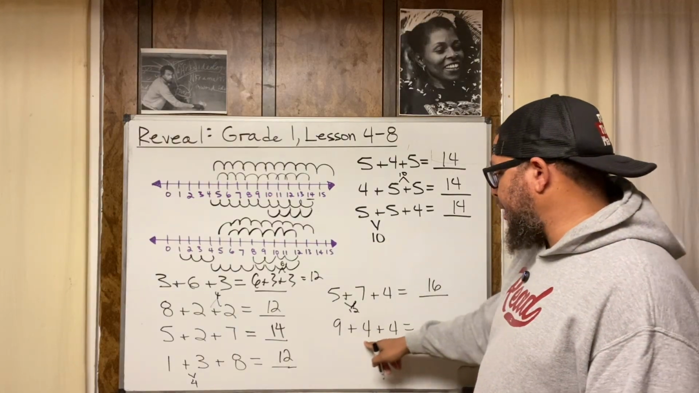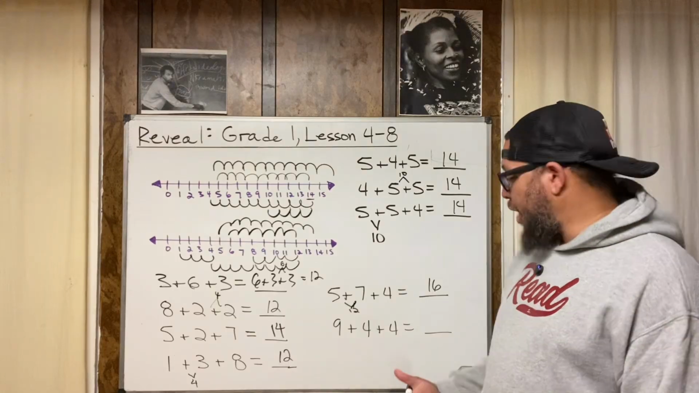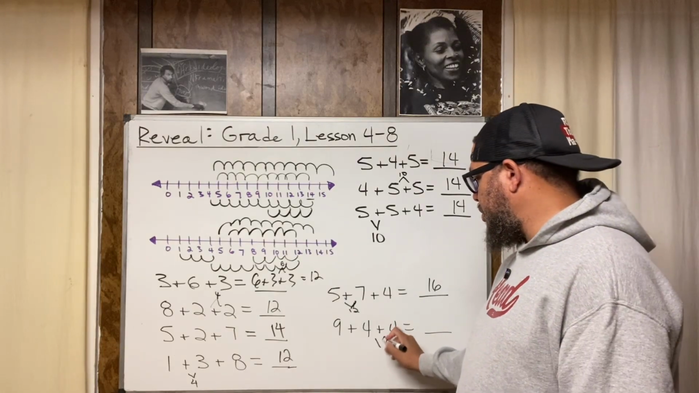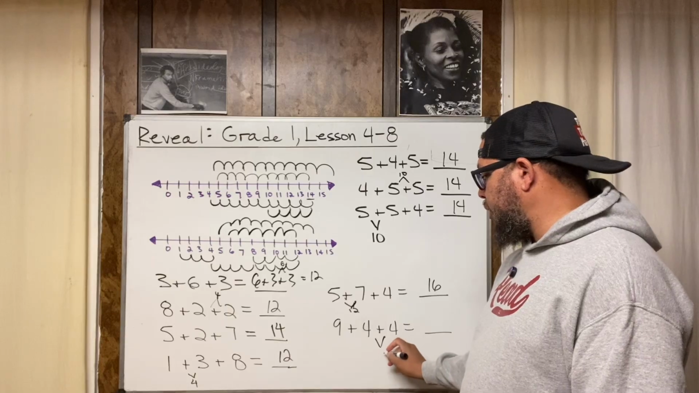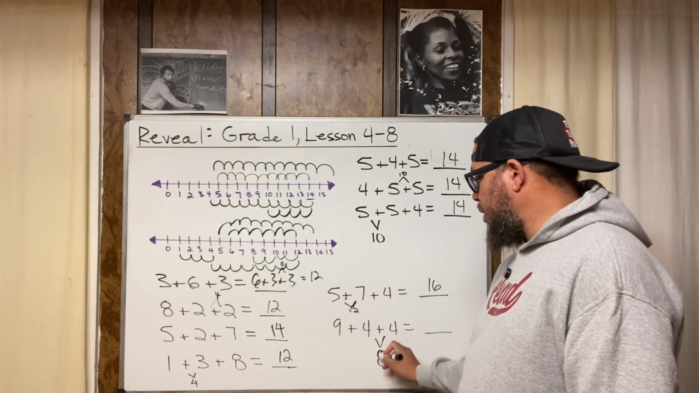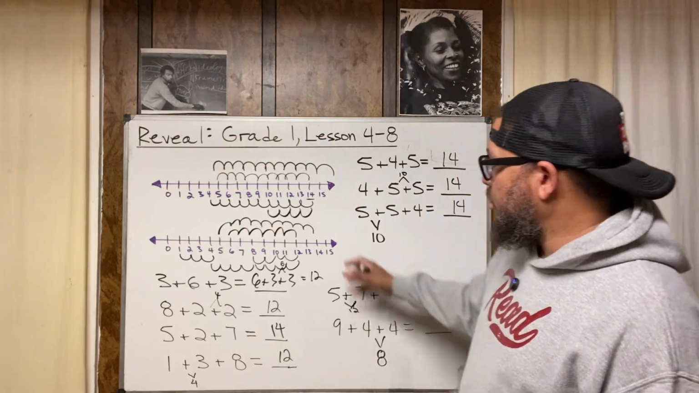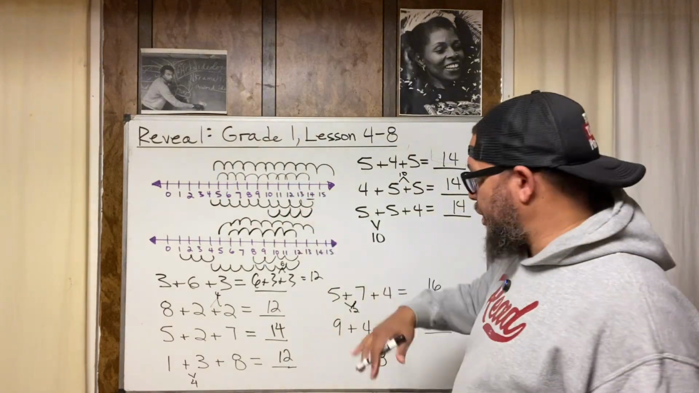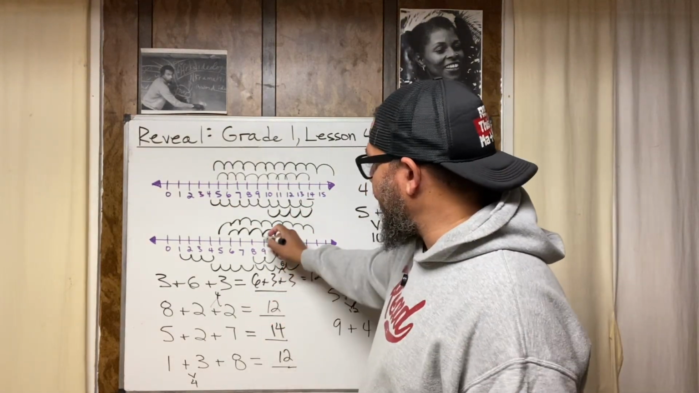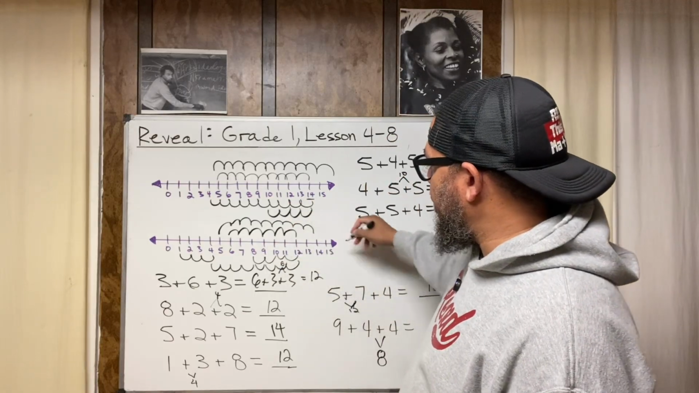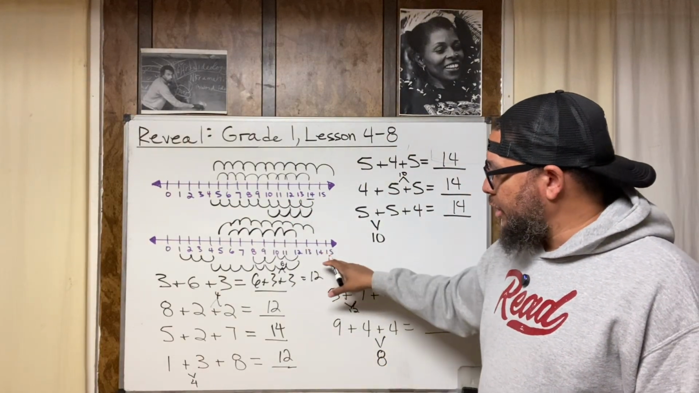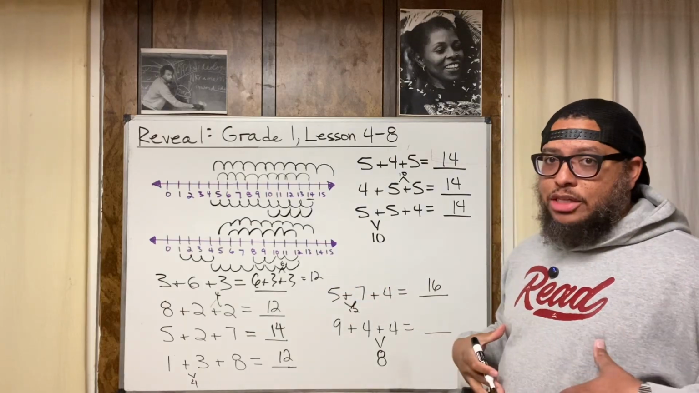Now, last but not least, 9 plus 4 plus 4. Now, 4 plus 4 is a double, so I'm going to use that double strategy. 4 plus 4 is 8, and I'm doing 9 plus 8. That's going to go off my number line, I should say. But normally what I would do is start at 9 and then go 8 spaces to the right. And it's after 15 because I know that 9 plus 6 is 15, because I have my addition facts memorized.